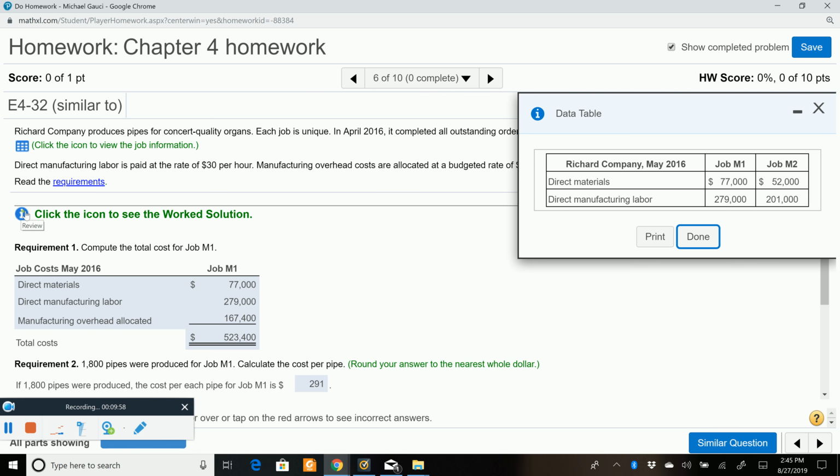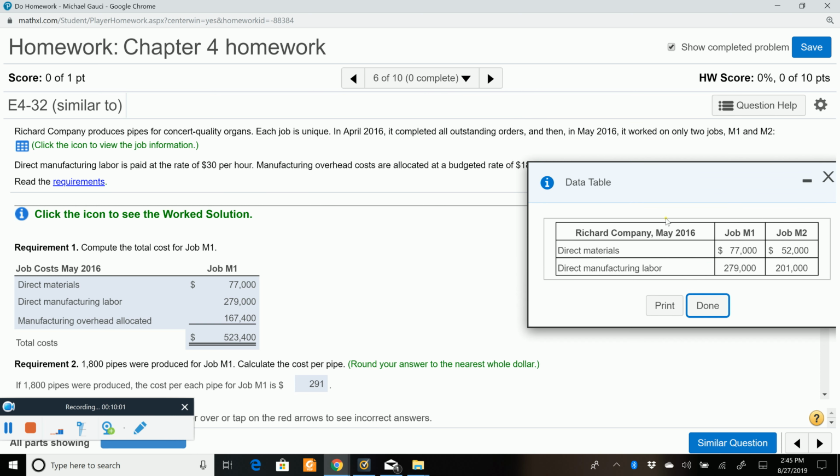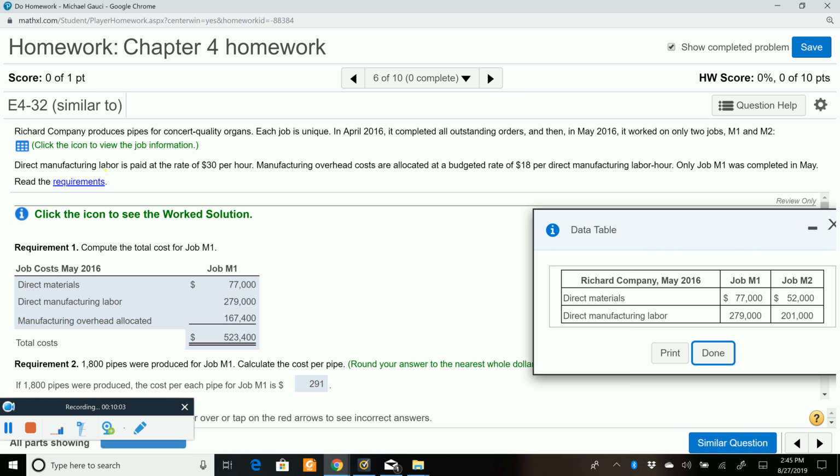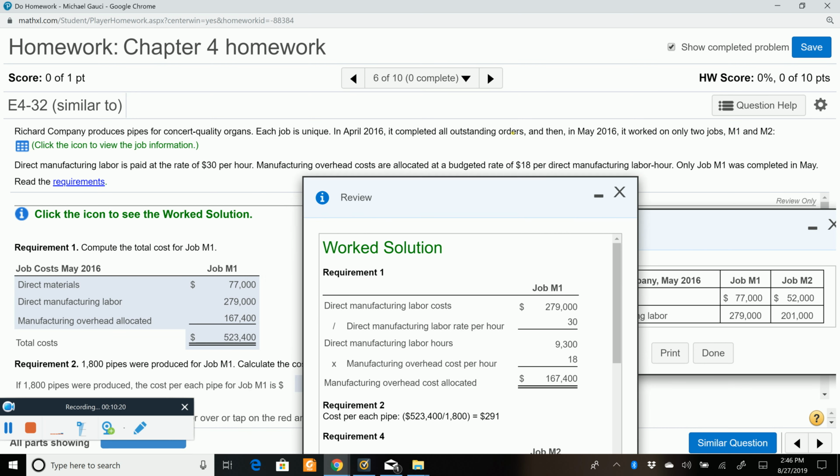And so we have to read a little bit more. It says here, direct labor is paid at the rate of $30 per hour. Manufacturing overhead is allocated at a rate of $18 per direct labor hour. Only M1 was completed in May. So let's take a look at the example. Let's compute the total job cost for M1.